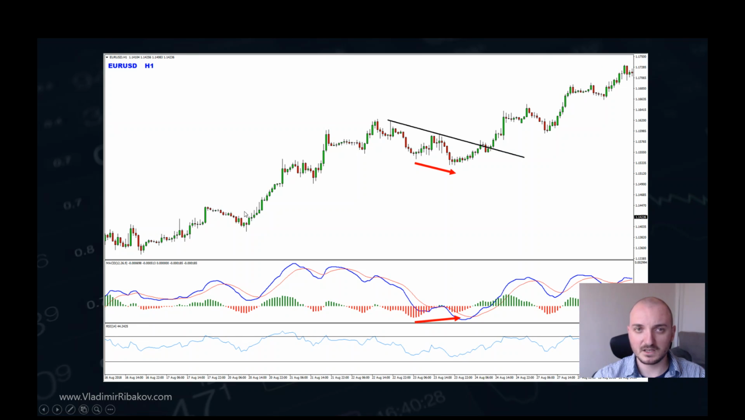And here is the other example which we showed. That's the Euro on the 1 hour chart. That's your double wave, that's your divergence on the histogram, and as you can see, the continuation is there.